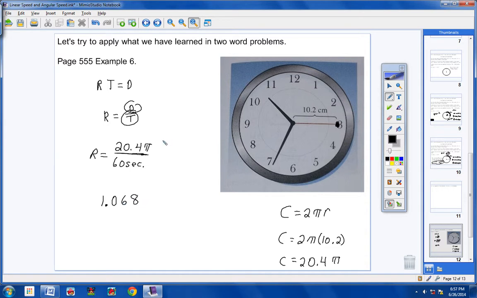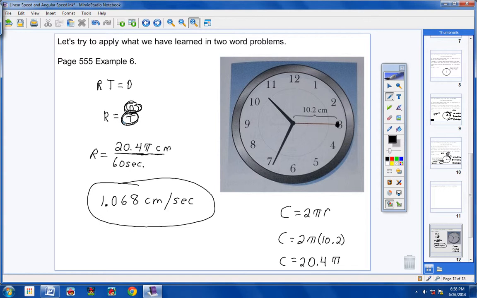You'll get 1.068. We're dealing with centimeters, and that's my fault. I should have written centimeters right up here. Centimeters per second. And there we go. Linear speed. It's that easy. Remember, when you're looking for linear speed, you want distance over time. Distance over time. Okay?